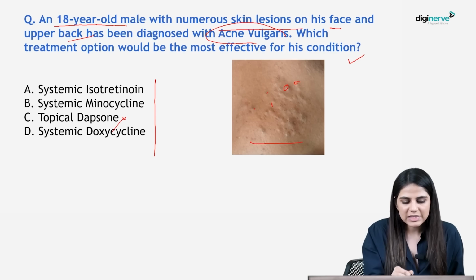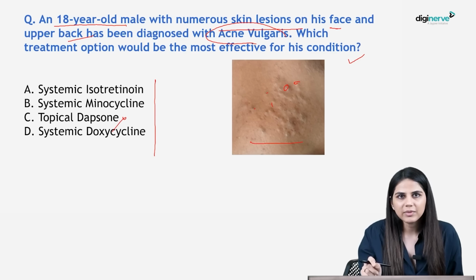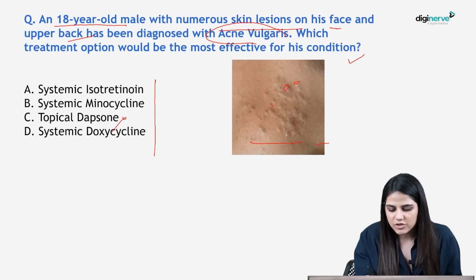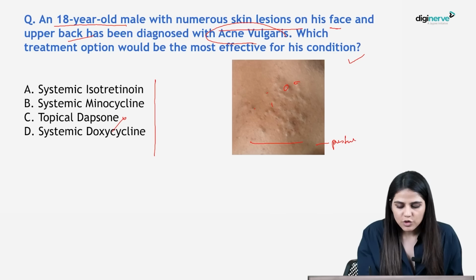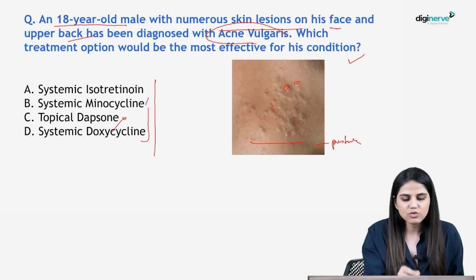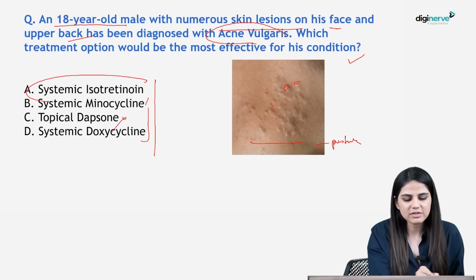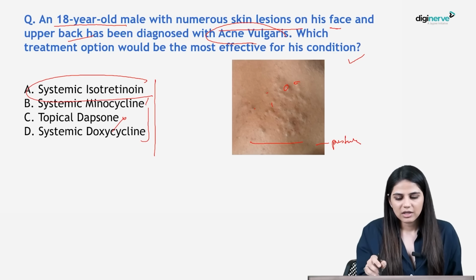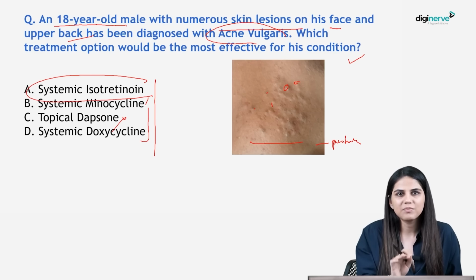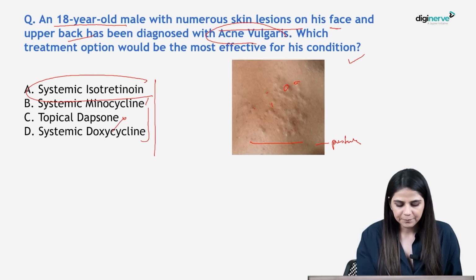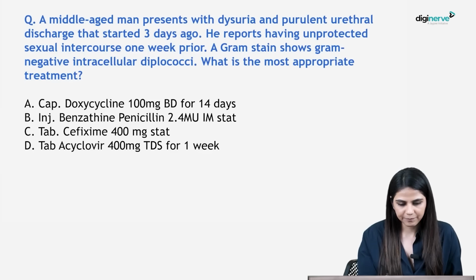But the thing is, I do not see any red inflammatory papules, or I do not see any pustules in this region. So for only this reason, I will not choose any antibiotics and I will go with systemic isotretinoin. In such a question, select the best possible answer, alright? So the answer is A.